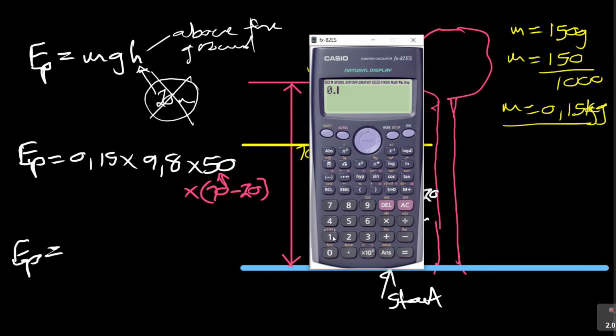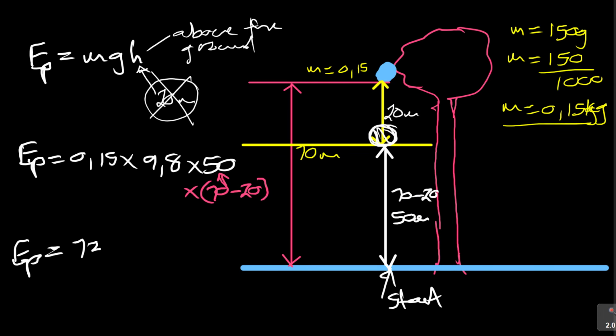Which is 0.15 times 9.8 times 50, equal to 73.5. It's 73.5 watt. Energy is in joules. Don't forget the units. Energy is in joules, J. That is the first question.